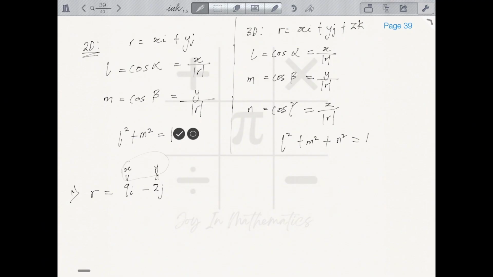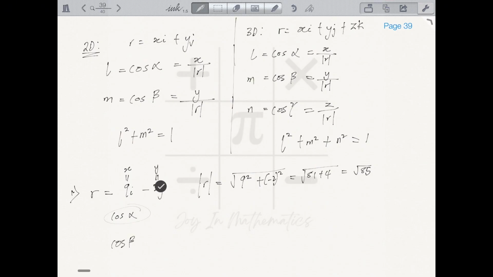Okay, so with that done, we can evaluate the modulus of R. The modulus of R in this place will be equal to the square root of 9 squared plus minus 2 squared, which I believe you are familiar with. So this will be just the square root of 81 plus 4, which will be root 85. Now we can evaluate cos alpha. We can also evaluate cos beta. Cos alpha is related to the x-axis, so it will be x divided by modulus of R. Cos beta is related to the y-axis, so it will be y divided by the modulus of R. So this is L and this is M.